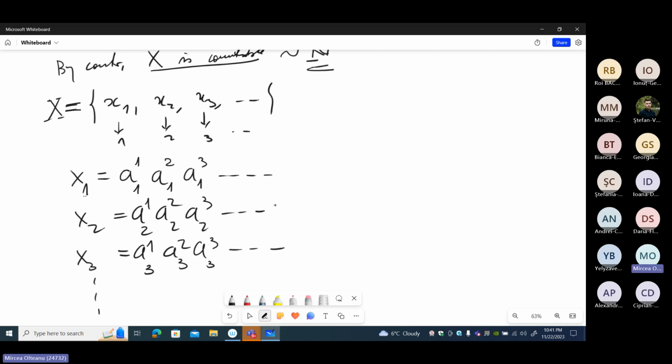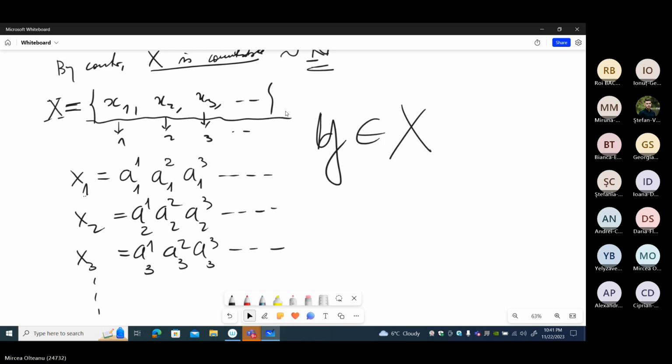And now the contradiction will be obtained in the following way. If we are able to find an element Y, which belongs to X, so it's a sequence of 0, 1, about which we can prove that it cannot be X1, it cannot be X2, and so on. So it doesn't appear in this sequence here. It cannot be any of them. Who must be Y? Well, this is Cantor's diagonal argument.